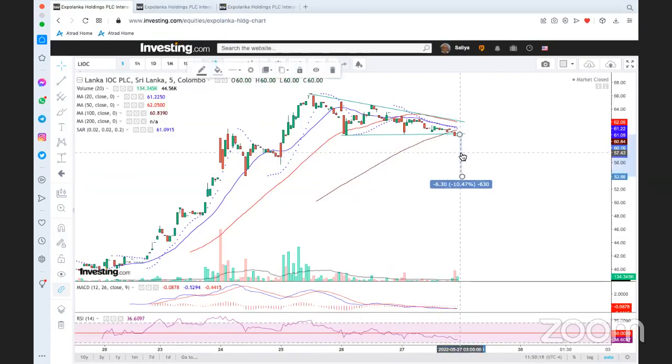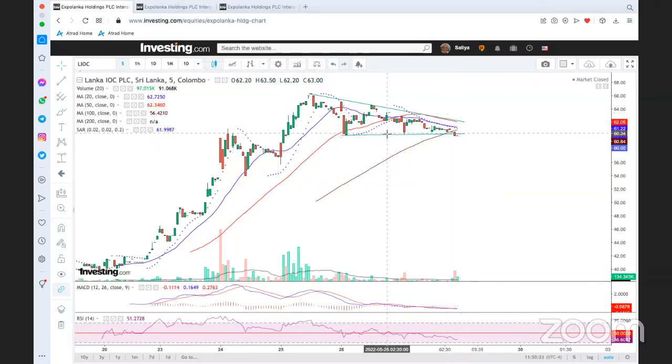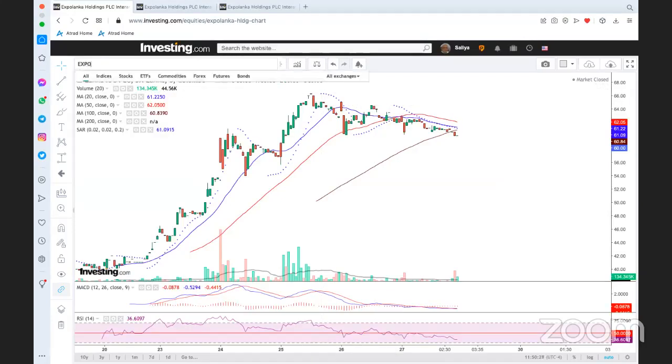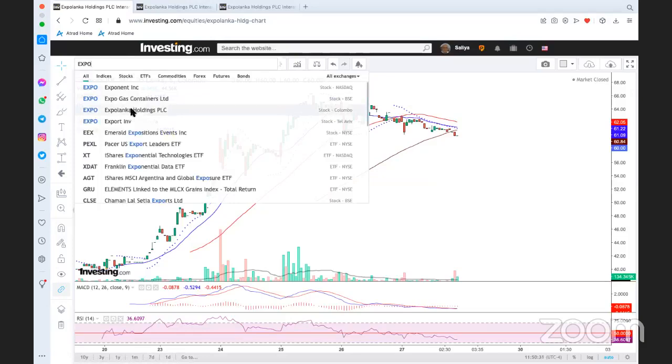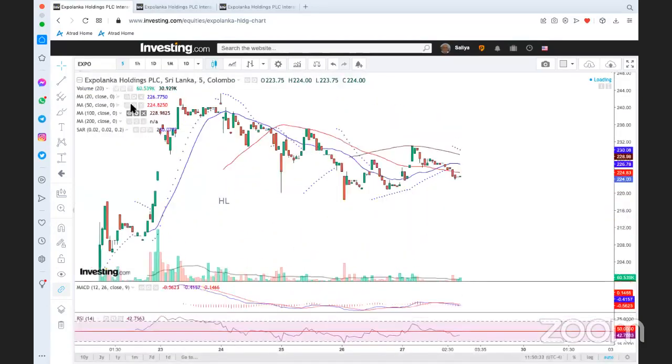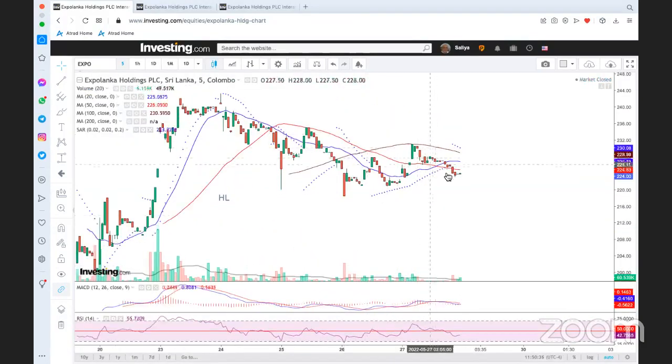That is regarding the patterns, so that's a different story. We were talking about Expo Lanka on the 5-minute chart. So this is a challenging scenario, and you need to look at that.